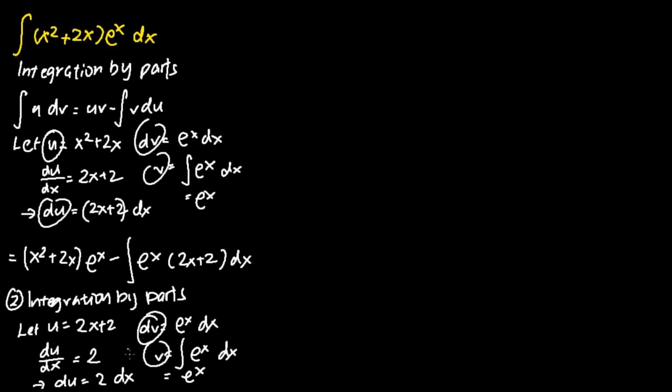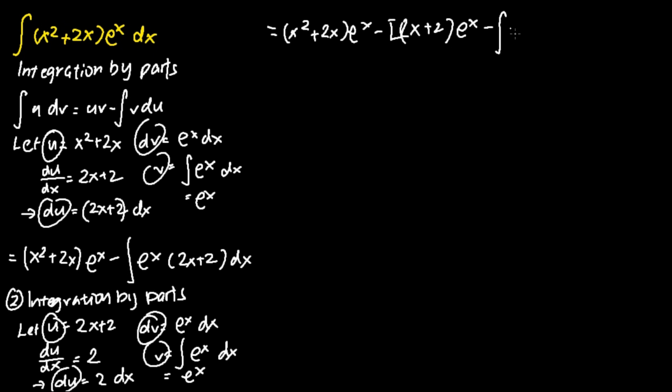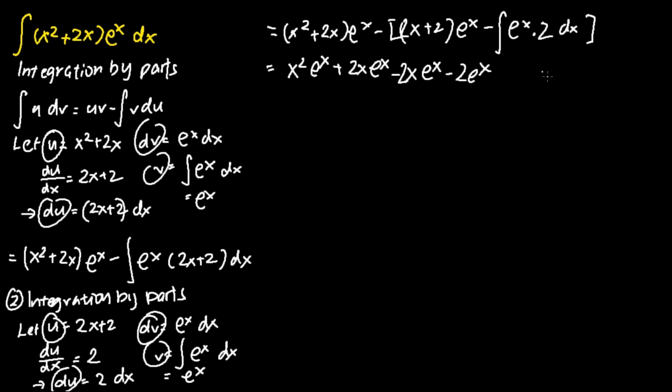Once I found my dv, v, u, and du, I can apply the integration by parts formula to move on to the next step. The first term will be 2x plus 2, and then my v is e to the power x, subtracting away the integral of v, which is e to the power x, and my du is 2 times dx. I open up the parentheses and the square brackets to expand. I get the following, which is x squared e to the power x plus 2x e to the power x, subtracting away 2x e to the power x minus 2 e to the power x plus the integral of 2 e to the power x dx.